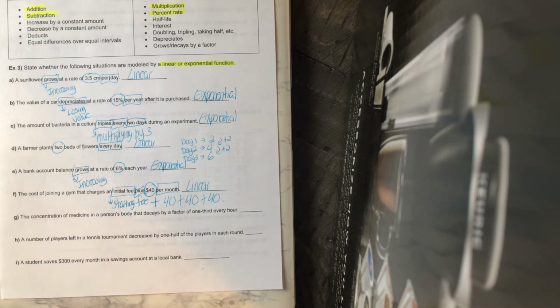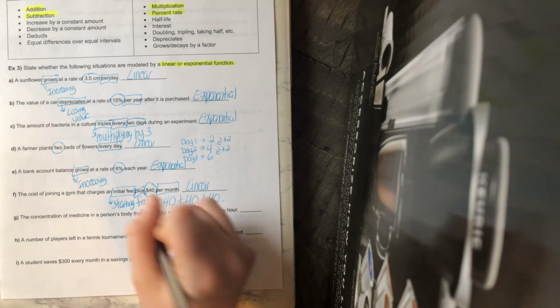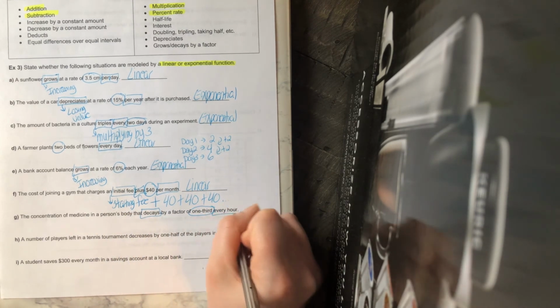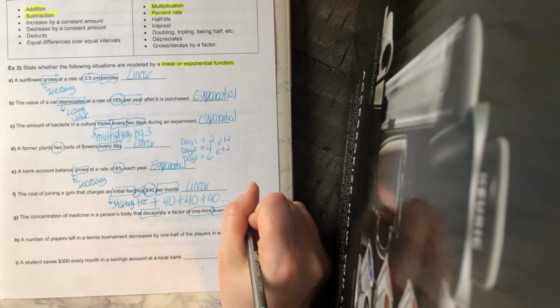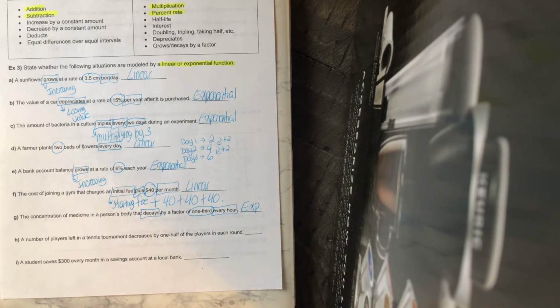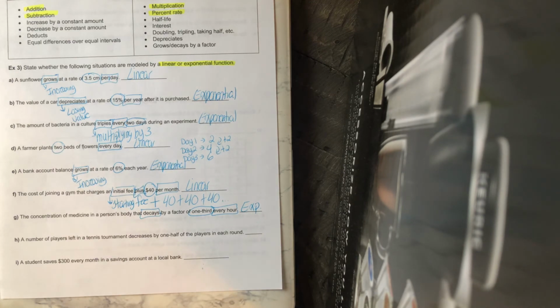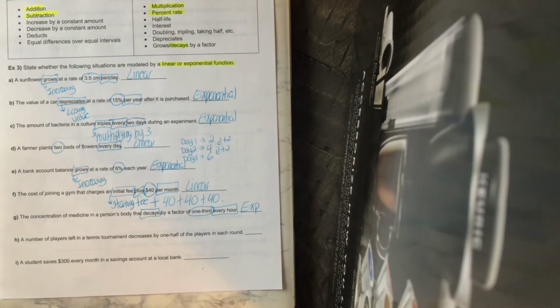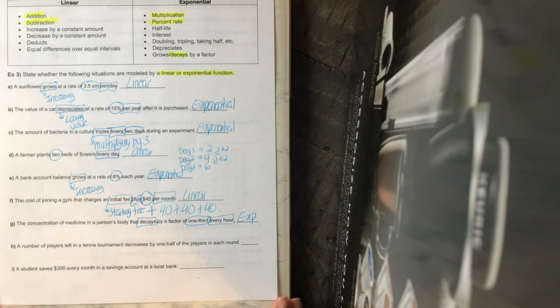If I look at G, it says the concentration of medicine in a person's body decays by a factor of 1/3 every hour. All right. This is going to be exponential. I'm kind of like running out of room here, so I'm going to shorthand it, exponential. Because if I look back at my vocab words up top, if something is decaying, let me just highlight that. If it decays, I know that that means it's exponential.